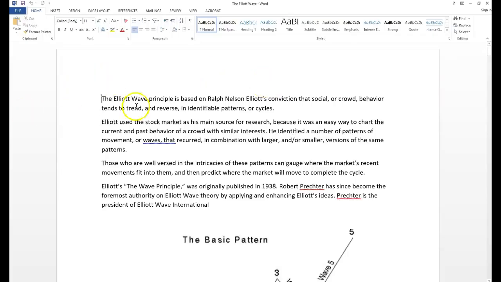This document is in the Project 100K group. It's also in the War 3 group. So you can download this as well. But a little bit of background on Elliott wave.